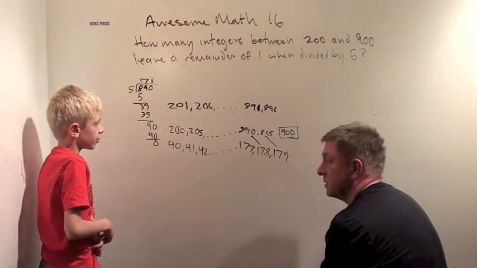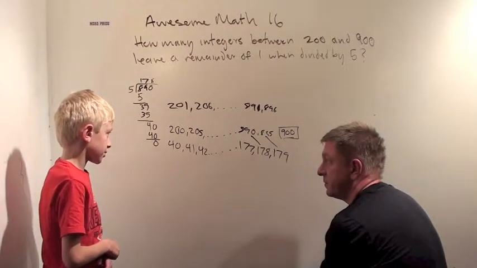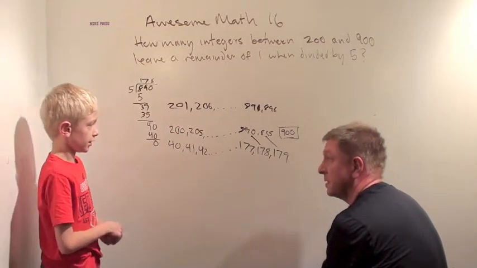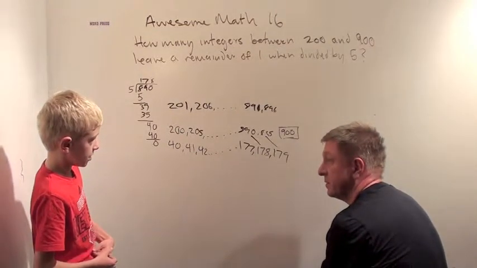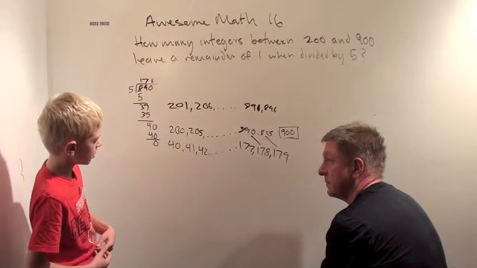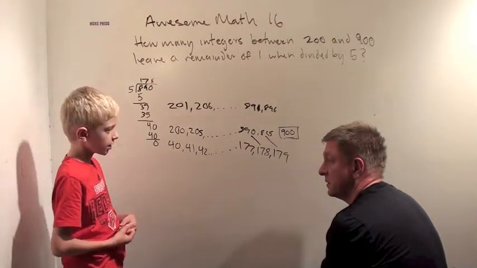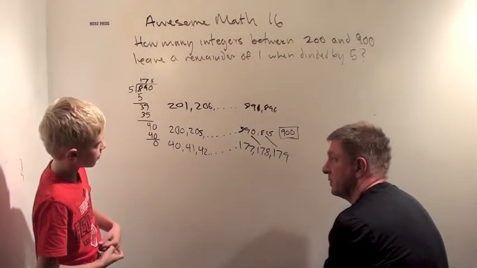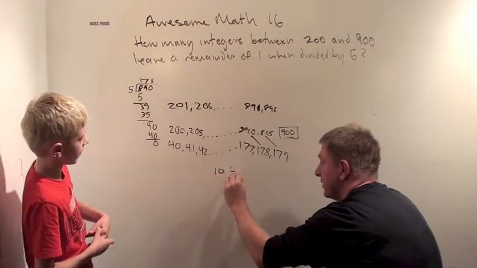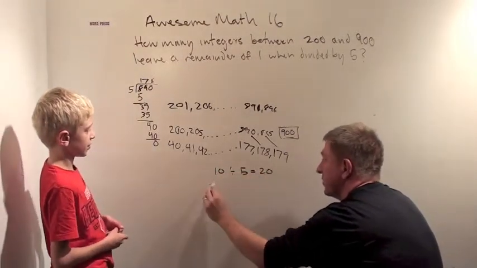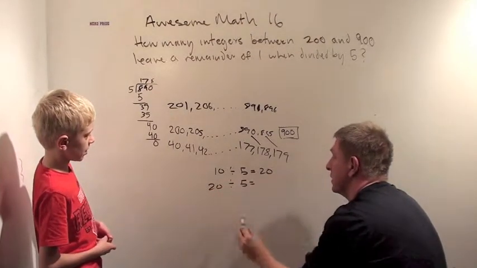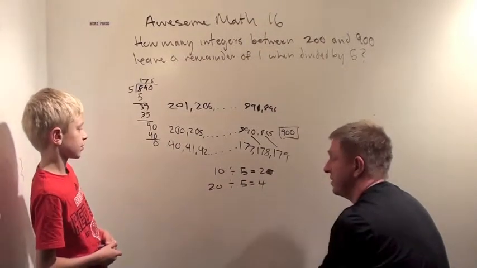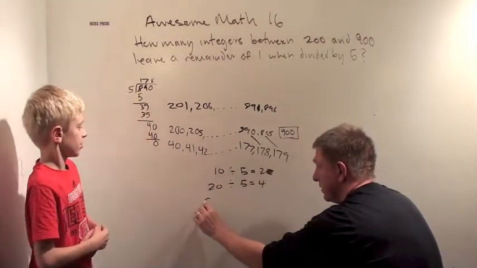Well, if we just do 90 divided by 5. Yeah. 90 divided by 5 is, is it 15, I think? No. Well, what's 10 divided by 5? 10 divided by 5 is 2. So what's 20 divided by 5? 20 divided by 5 is 4. How did it go from 10 divided by 5 to 20 divided by 5? You multiply by 2.